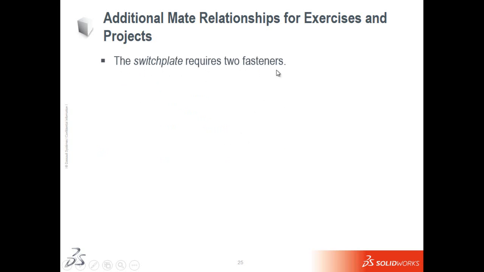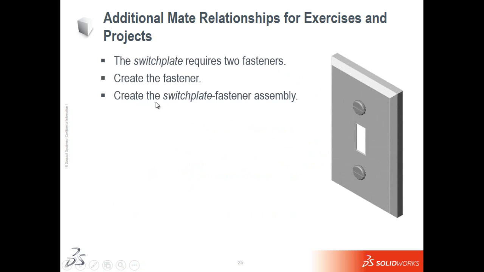The switch plate requires 2 fasteners. Create the fastener. Create the switch plate fastener assembly. Once again, the switch plate we created in an earlier lesson, and I've placed a switch plate that was made correctly with the correct dimensions in the parts folder for lesson 4 in Microsoft Office 365 Teams. You'll have to make your own fasteners or screws according to the directions in the packet and the video directions.